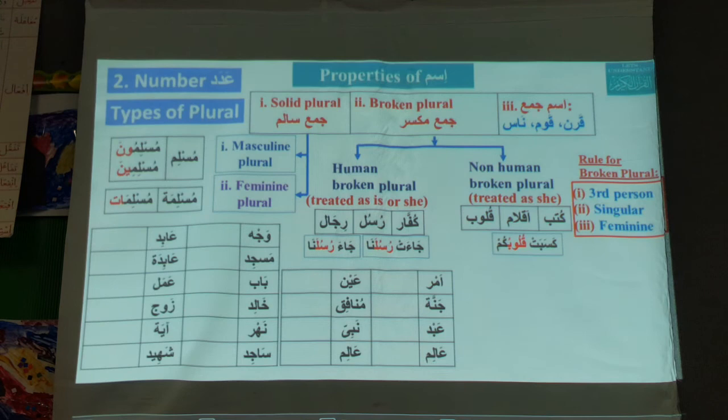Nahar. Brother Munir, do you know what the plural is? Anhar. So it is also a broken plural and non-human. Sajid. Sajidun. Is it solid? Yes, solid. Sajidin. Ayn. Ayn, brother. A'yun and uyun.